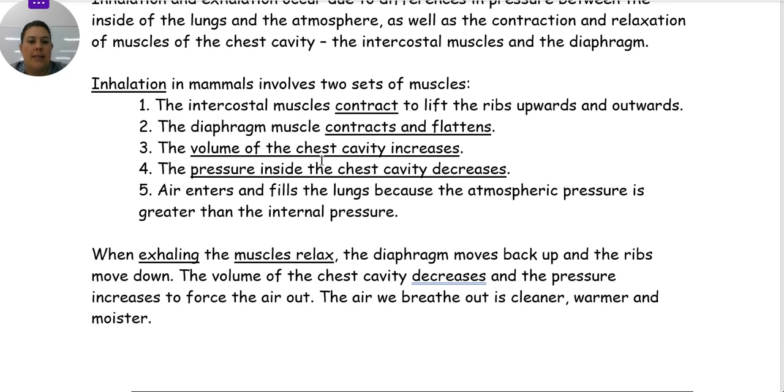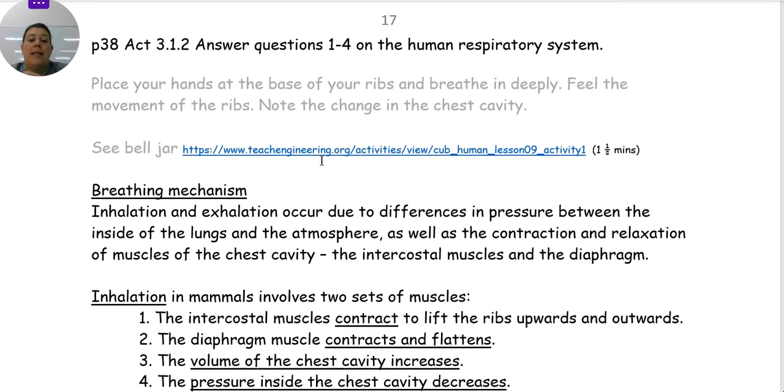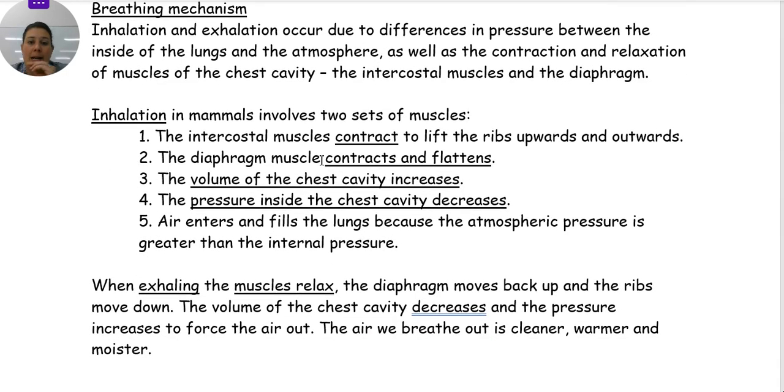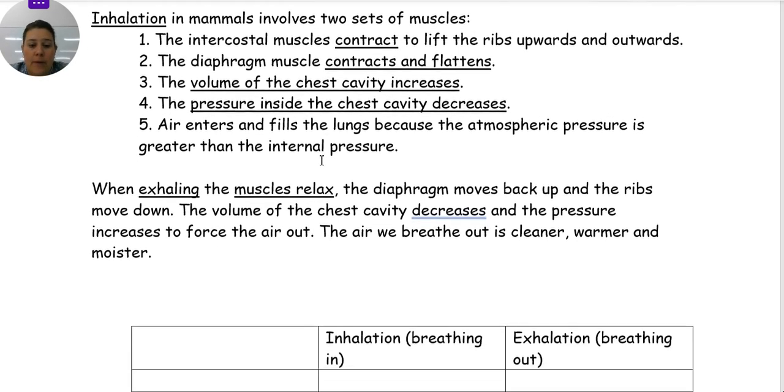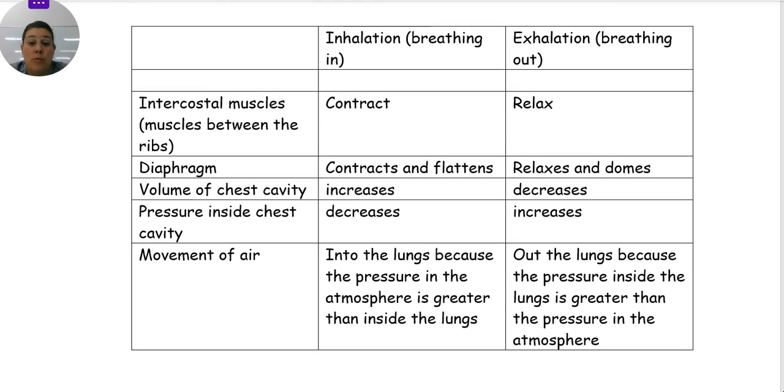The next important thing we need to do is this idea of the breathing mechanism. How do we breathe in and how do we breathe out? It's called the breathing mechanism. What I've done is a table. You might not have this table, so what I would do is pause the video and copy this table down. So, breathing in versus breathing out.